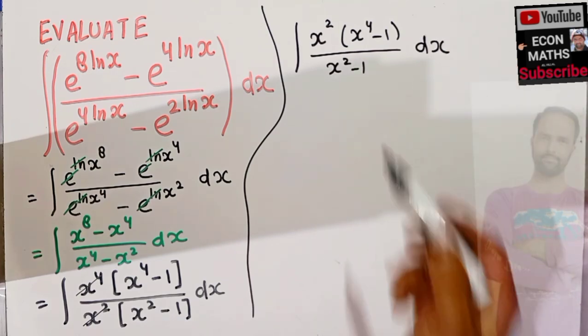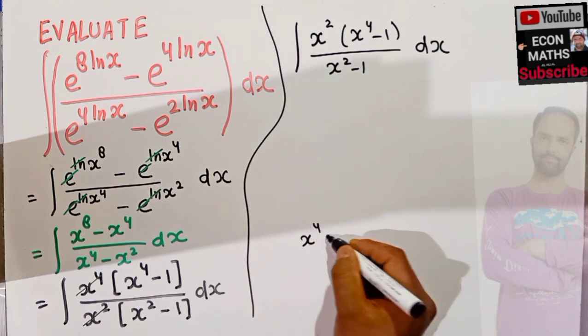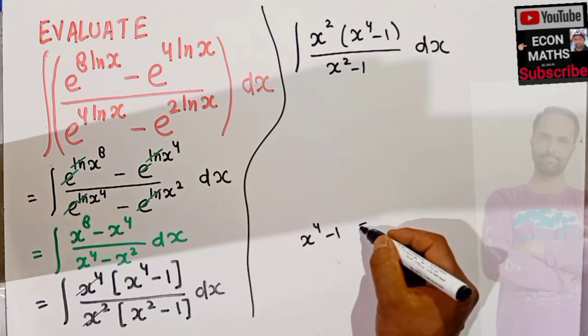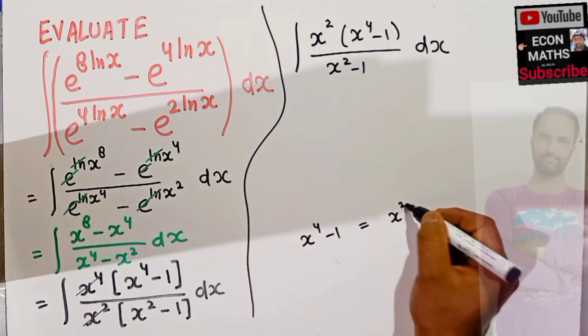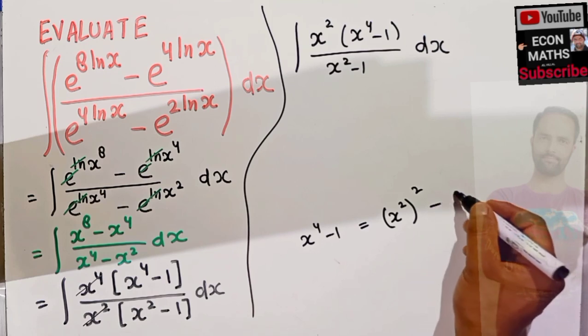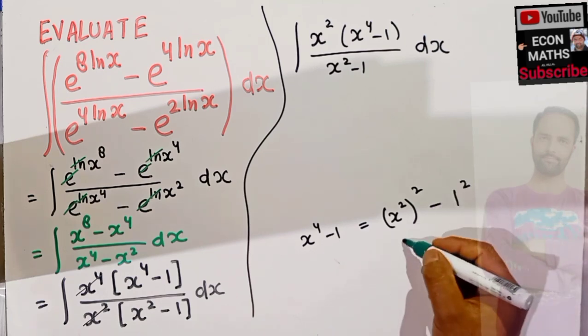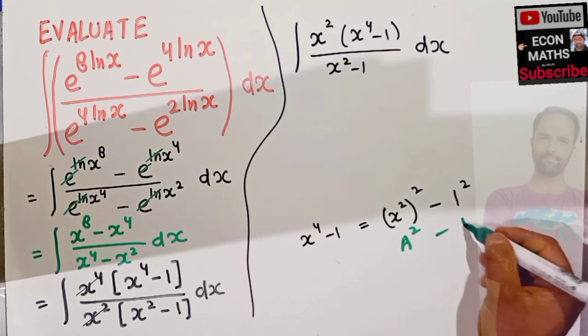Now this x^4 minus 1, if I write it in this fashion, is (x^2) whole squared minus 1 squared. So this becomes an identity, that is a^2 minus b^2.